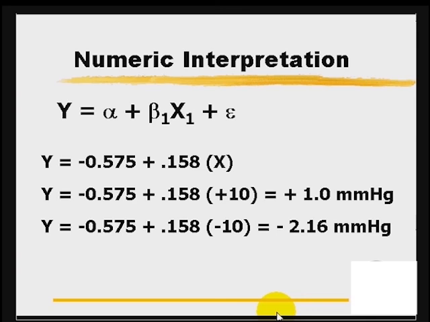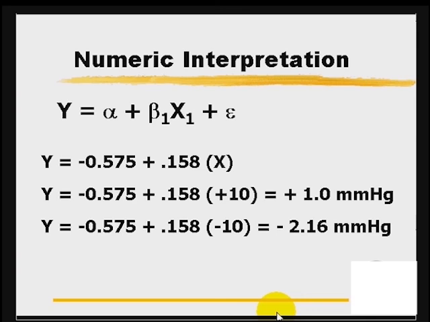So if we were to have a score of, let's say a person gained 10 pounds of weight after switching from olanzapine to another one of the second generation antipsychotics, what you would do is substitute plus 10 for the x, and so the y would be equal to minus 0.575 plus 0.158 times 10, which equals an increase of 1.0 millimeters of mercury for a 10-pound weight change.